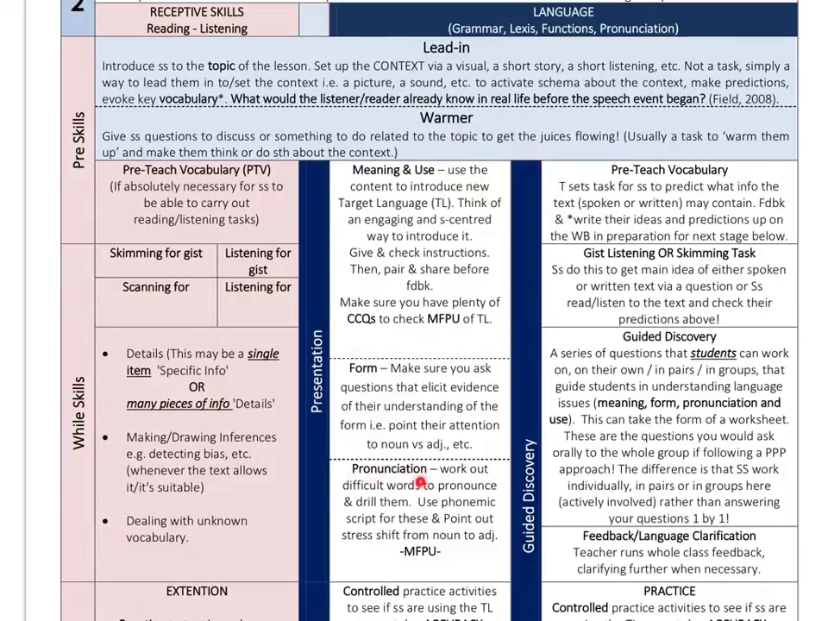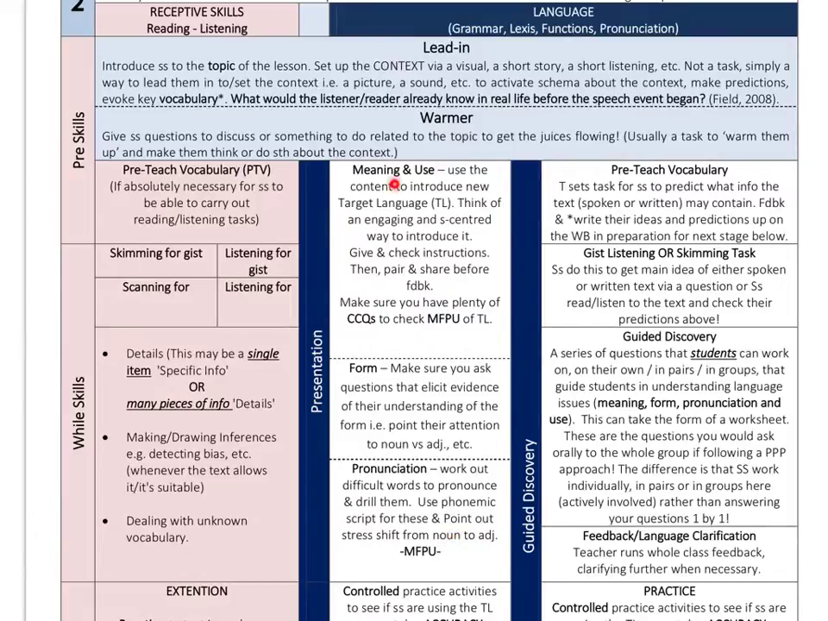So in your lesson planning, you need to work out the difficult words to pronounce and drill them. You need to think about the difficult words for the students. What are the difficult words? One quick example is the difference between bed and bad. For Italian speakers, they sound the same, and so they would probably say, oh, I'm having a bed day, instead of a bad day. You use phonemic script for these and point out stress shift from noun to adjective if necessary. This is just an example.